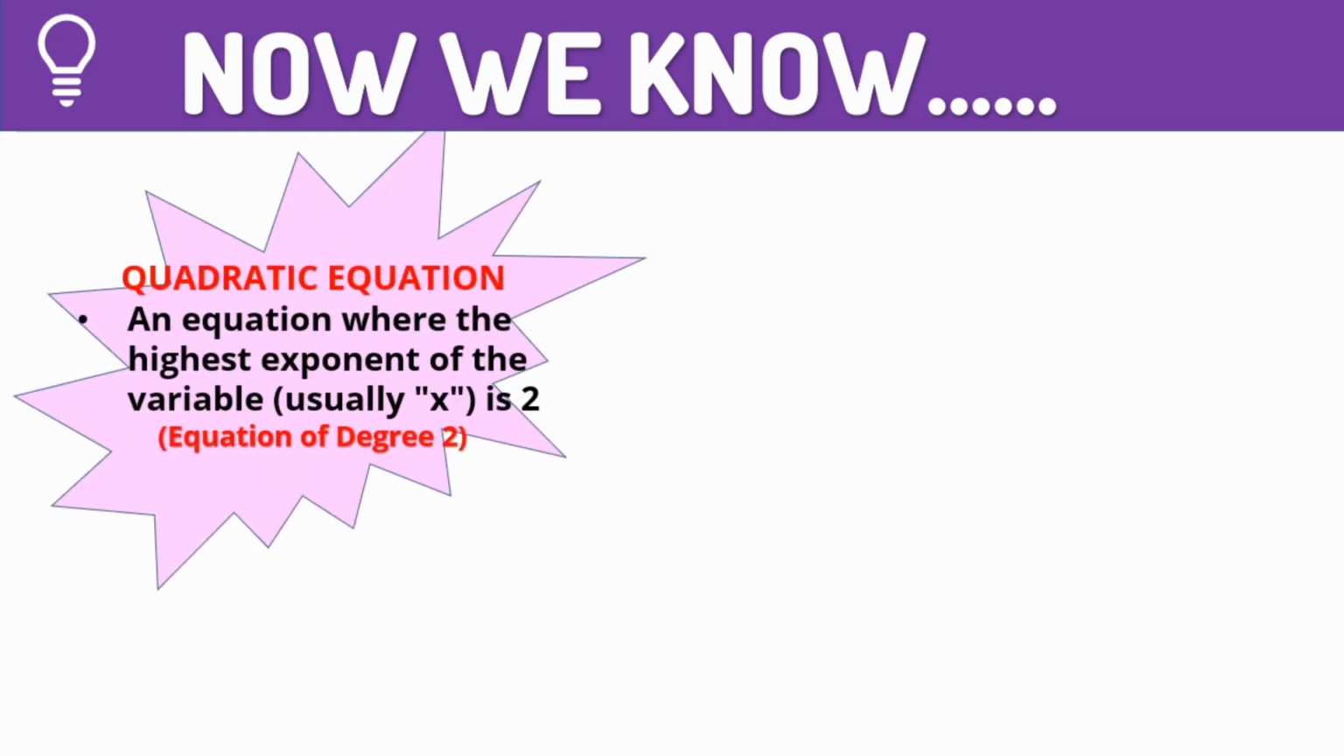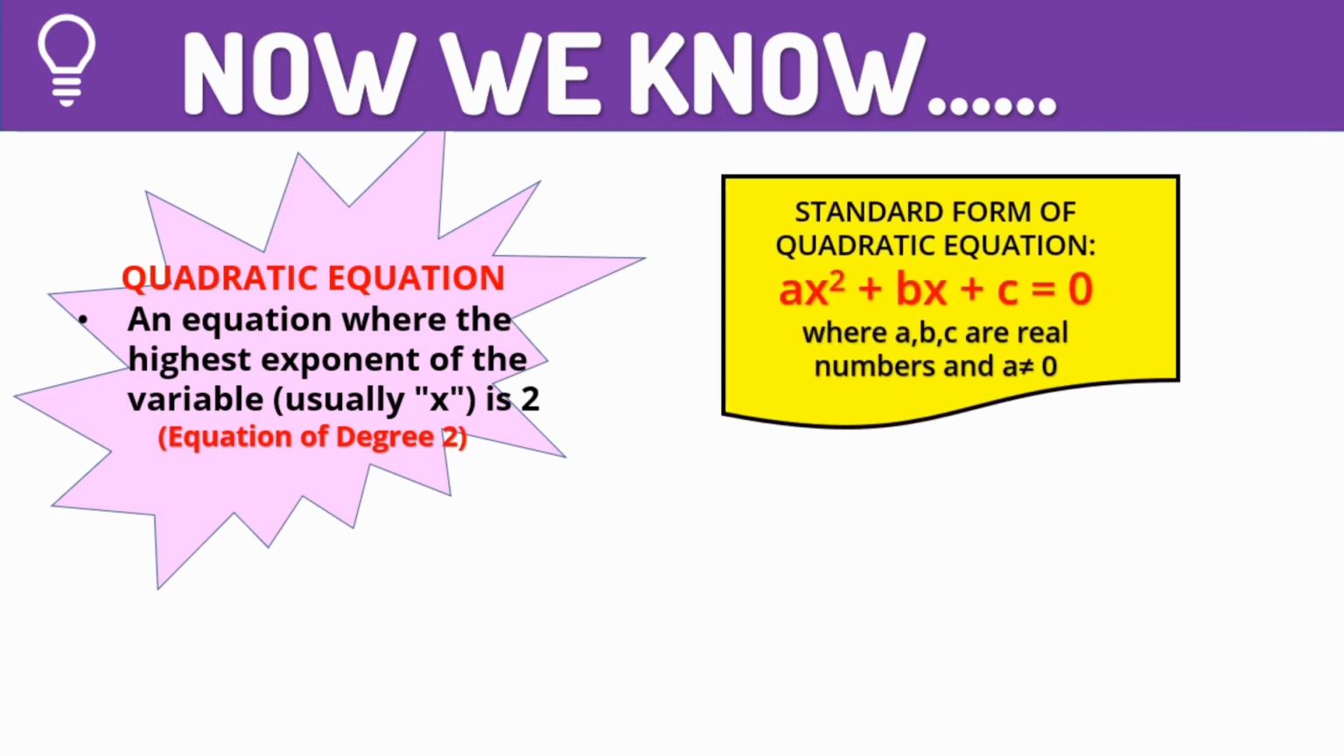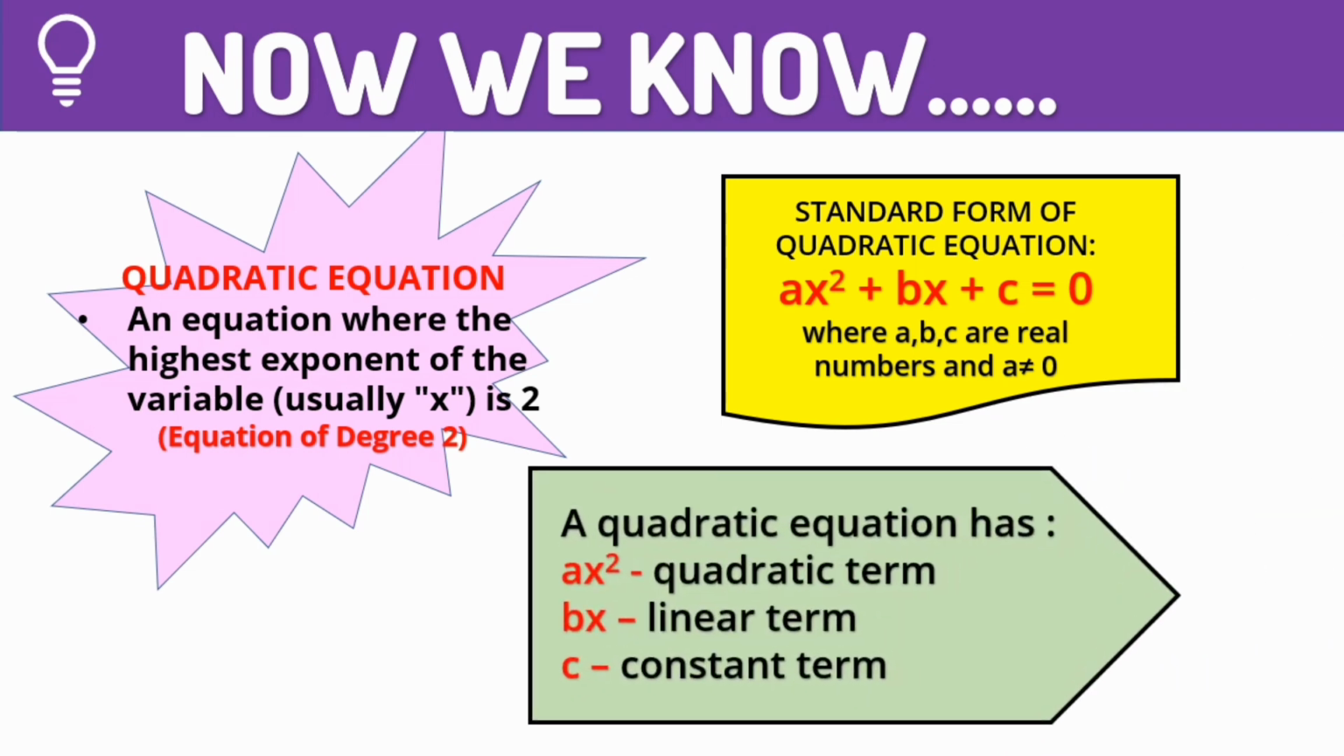We understand now that a quadratic equation is an equation where the highest exponent of the variable is 2. And we have the standard form of a quadratic equation: ax squared plus bx plus c is equal to 0. And remember, a must not be equal to 0. And a quadratic equation has a quadratic term, that is ax squared, a linear term, bx, and the constant term is our c.